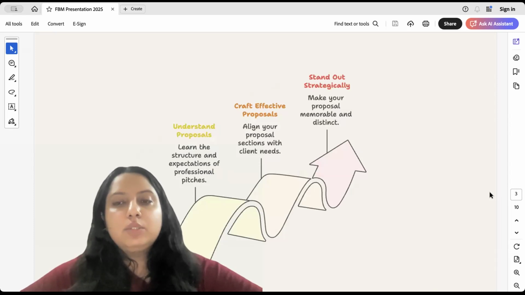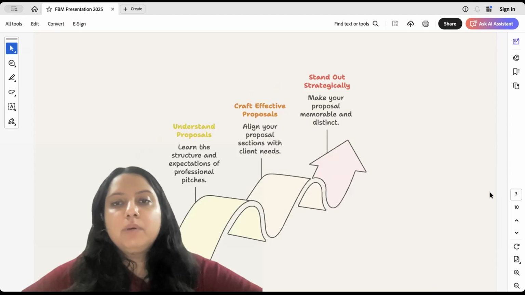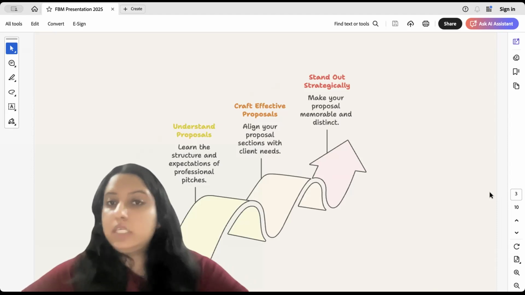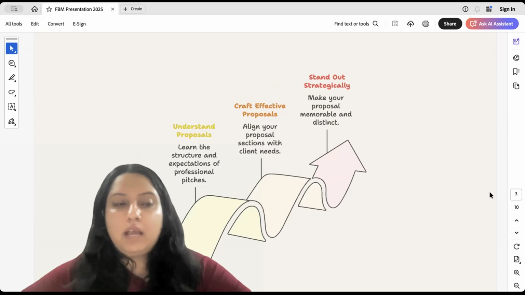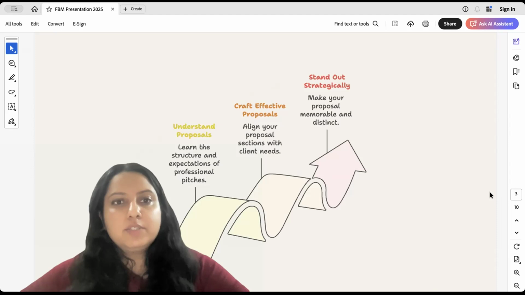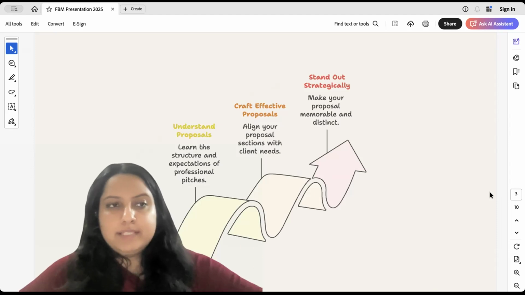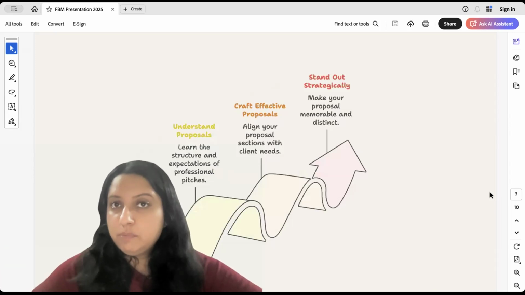It's a three-step process you have to understand. Is your proposal going to be elaborate or not? Is answered by these three steps. First part is you have to understand the proposal and where it is situated. You have to learn the structure and the expectations from this proposal. So in the upcoming slide, I will be taking you through all the essential elements of a proposal.